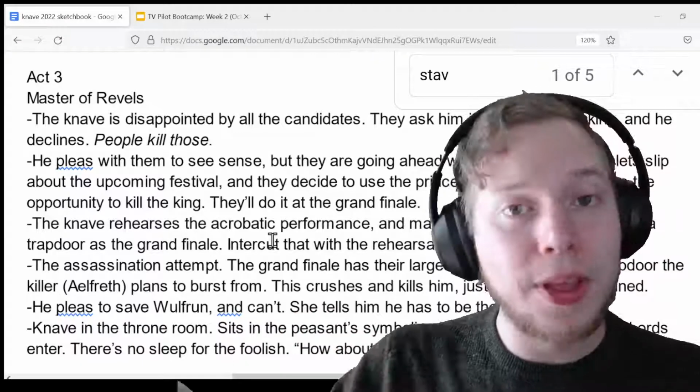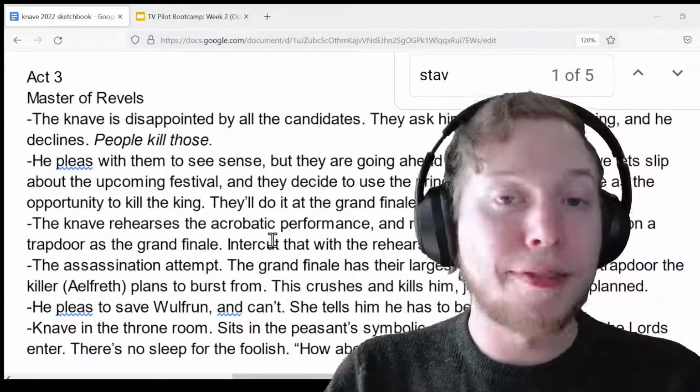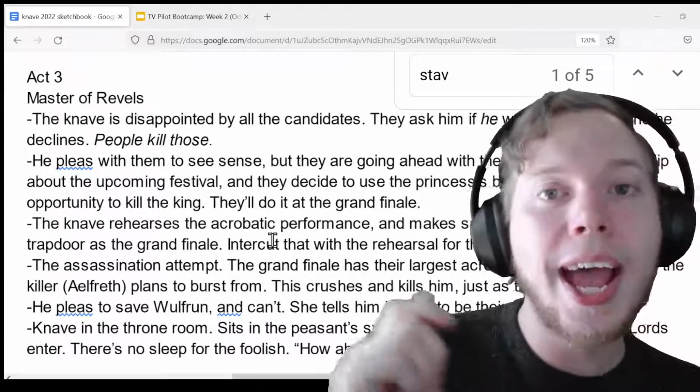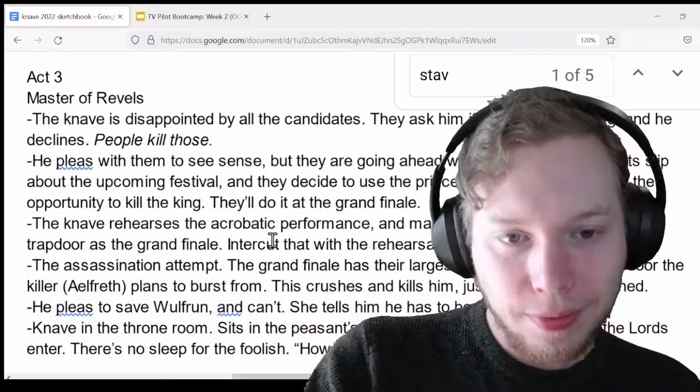And he lets it slip about the upcoming festival. Remember, our C story is he's organizing this festival on behalf of the princess. So they decide, hey, let's use that. We're going to use that big performance as an opportunity to assassinate the king.